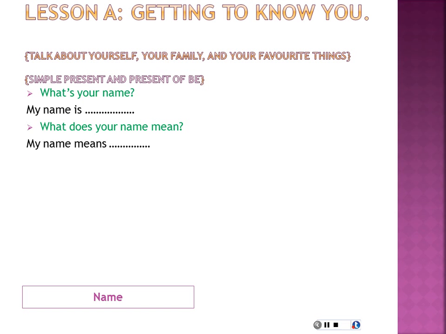So it means something. For example, it means light, يعني الضوء. It means a good friend, يعني صديقا جيدا. معنى الاسم, the meaning of the name. So my name means anything, the meaning of your name. Everyone has a meaning for his name.